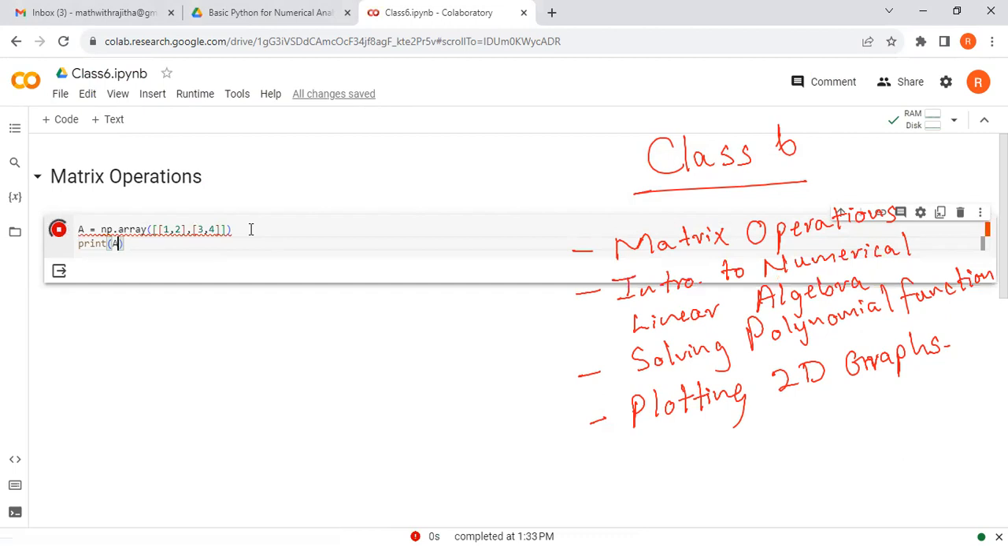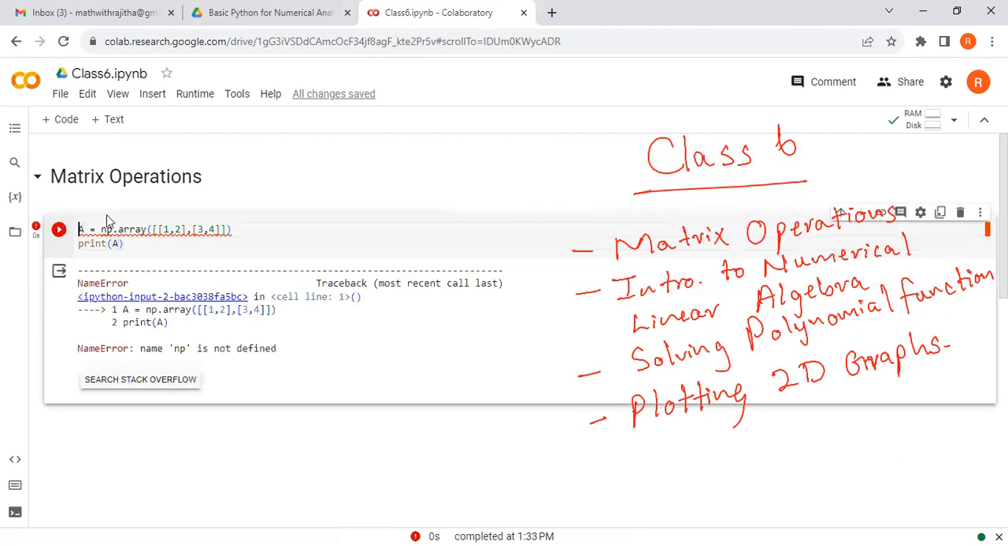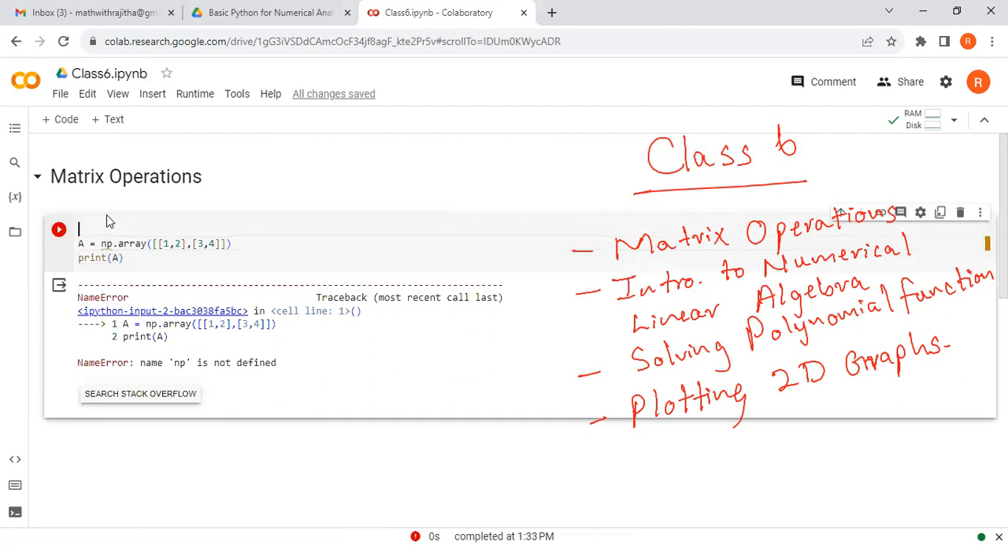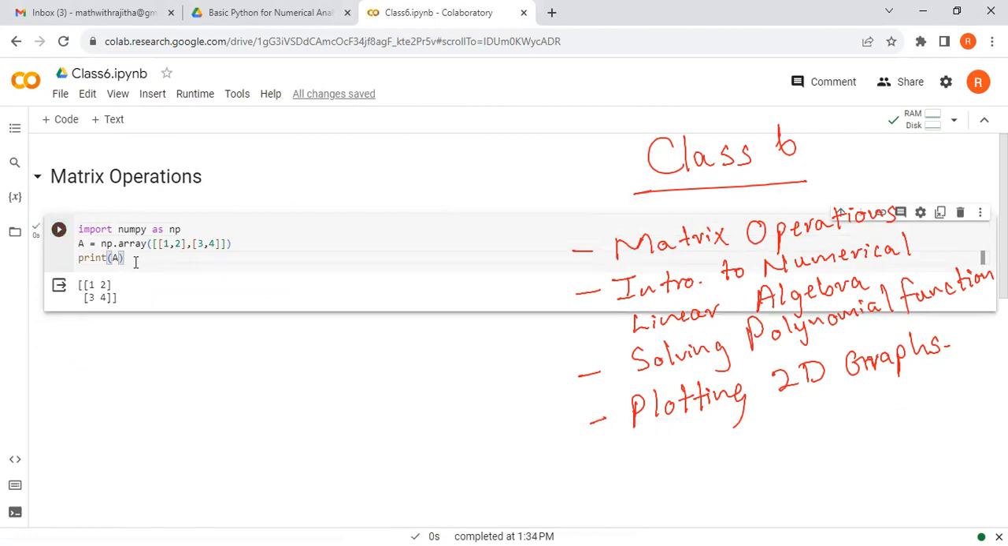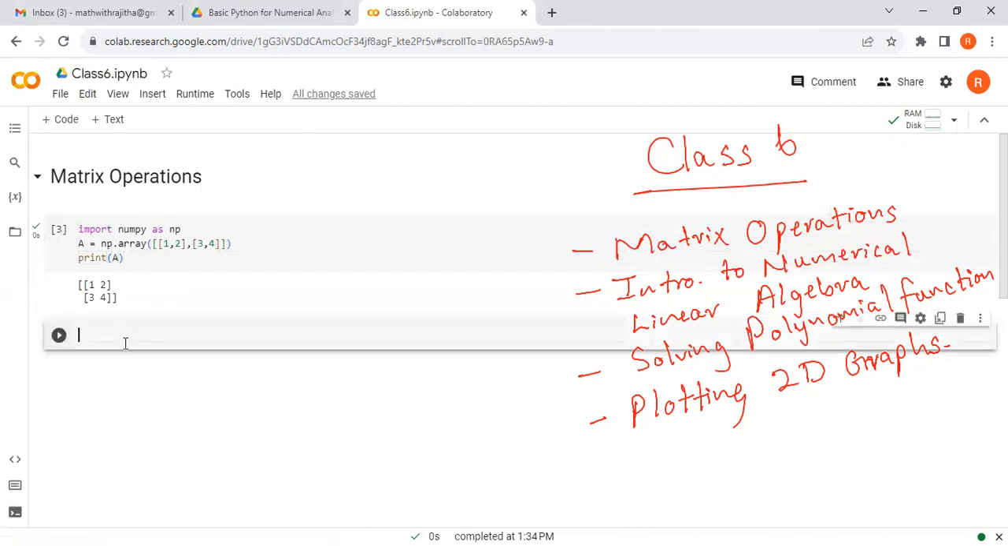Oh, I couldn't import the NumPy module. Import numpy as np. Now this should work. The first row is 1, 2. The second row entries are 3, 4. That's fine. Now let's get the transpose of the matrix.